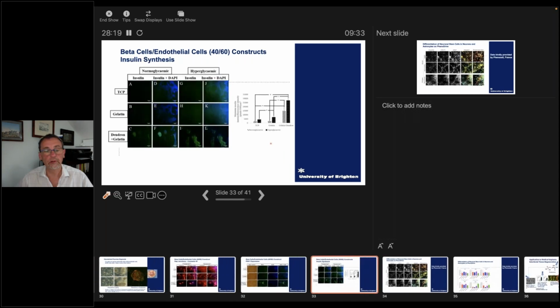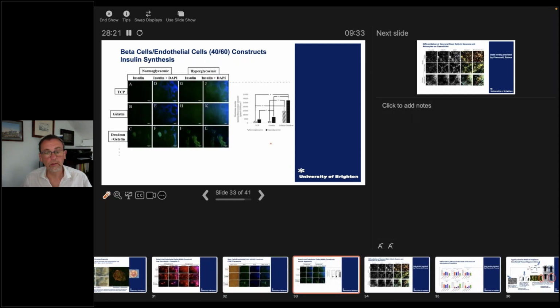But the most important aspect of our work was when we compared the production of insulin in normoglycemic and hyperglycemic conditions. As I said before, this type of cell line, pancreatic beta cells, does not normally produce insulin in tissue culture plastic. Here we demonstrated that when assembled with endothelial cells in the form of spheroids, they could produce insulin and moreover react to hyperglycemic stimuli. Again, this is an open access paper that you can find available.